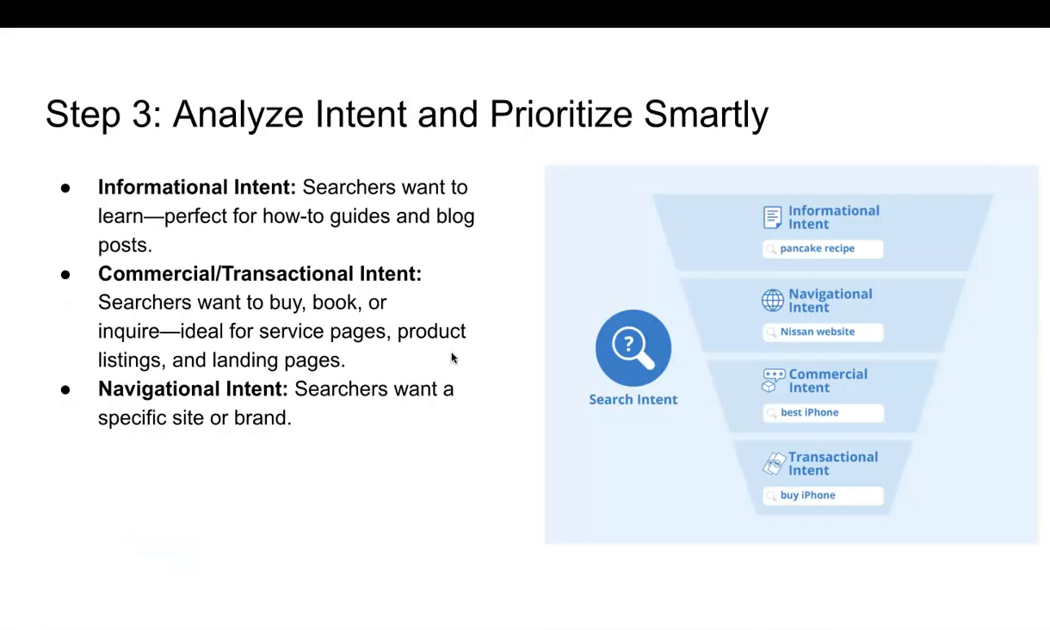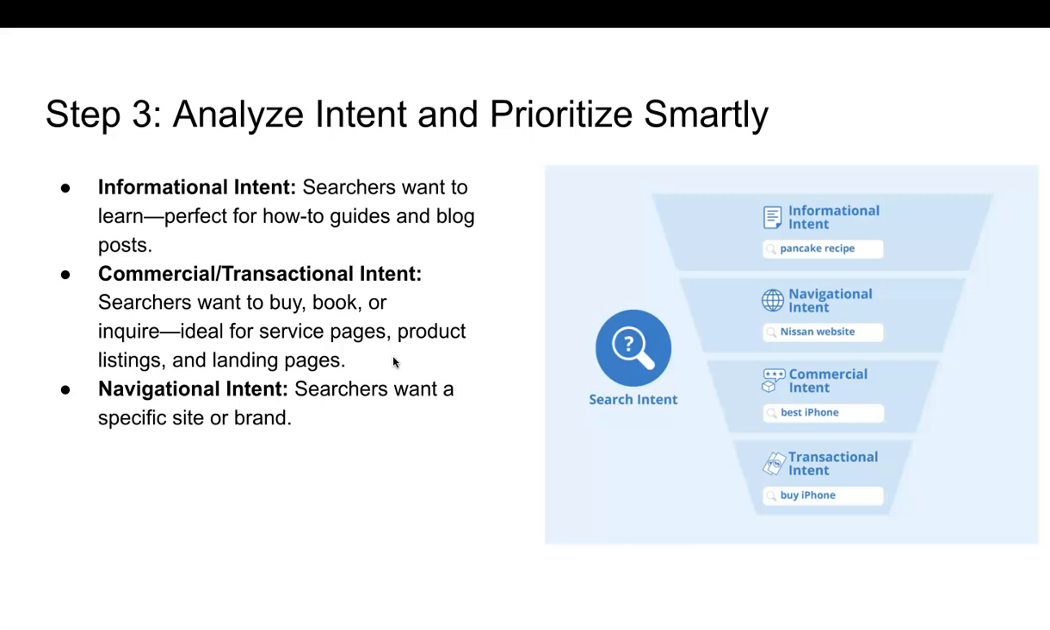Step three, we want to analyze the intent and prioritize smartly. Not all keywords are equal. We have informational intent, where searchers want to learn, things like the perfect how-to guide, in blog posts. Next, we have commercial and transactional intent. That is searchers who want to buy, book, and inquire. This is ideal for service pages, product listings, and landing pages. And then next, we have navigational intent, which is specific to a brand or site.